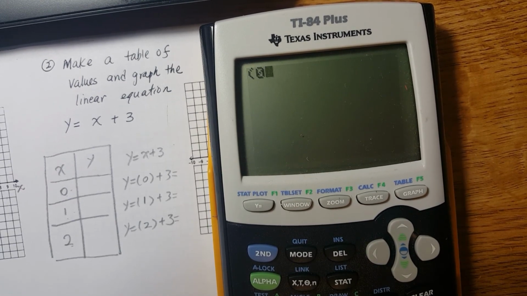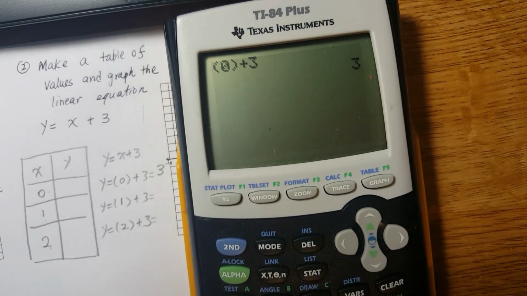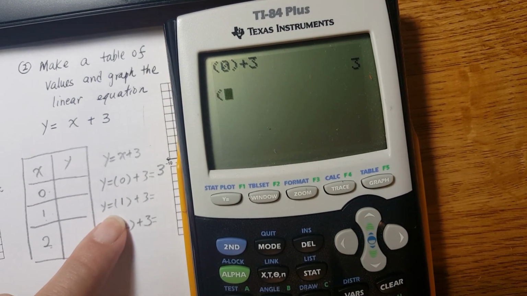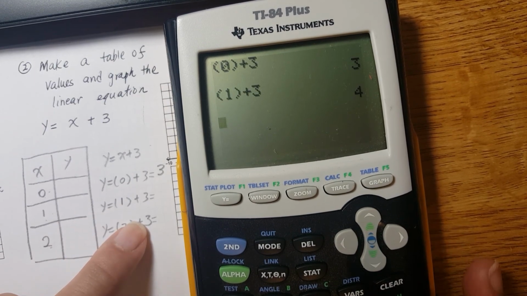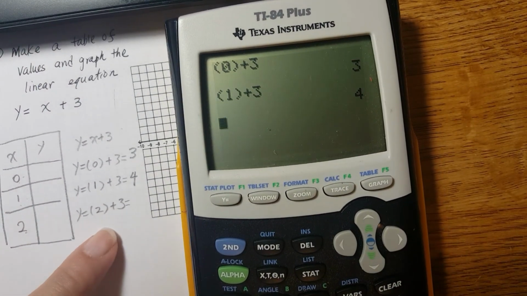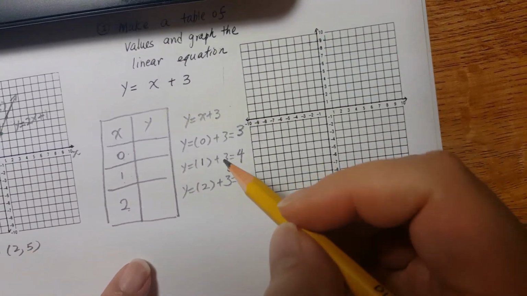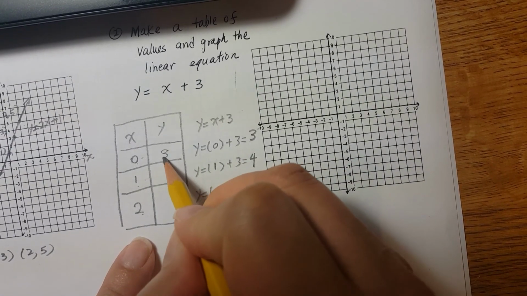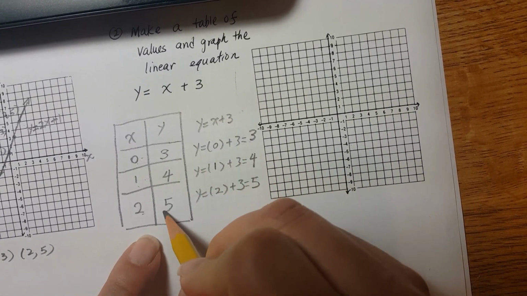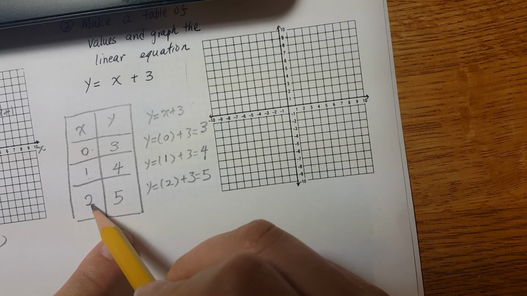So parentheses 0, close parentheses, plus 3. I get 3, so I write 3. The next one, parentheses 1, close parentheses, plus 3, and you get 4. So I'm going to write down 4. Then parentheses 2, close parentheses, plus 3, and you get 5. Now I go back to my table and write down 3, 4, and 5. That means I'm going to have the points 0, 3; 1, 4; and 2, 5.